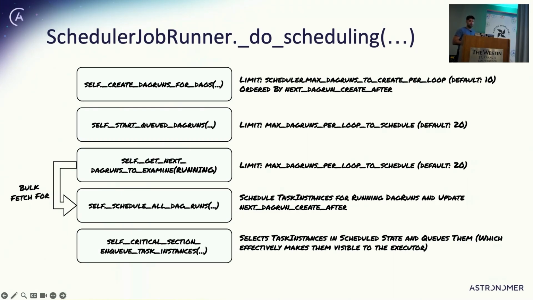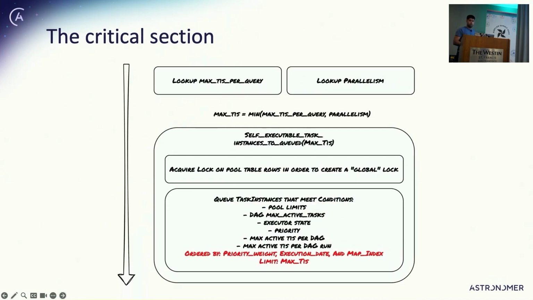Finally, we enter the critical section, which is the section where the scheduler examines task instances and attempts to queue them, effectively sending them to the executor for execution. So when we enter the critical section, which is arguably the most important part of the scheduling process, it's where task instances are getting queued for execution by the executors.